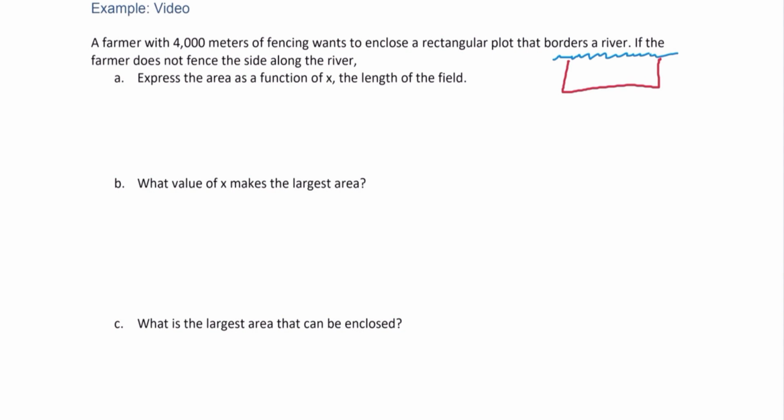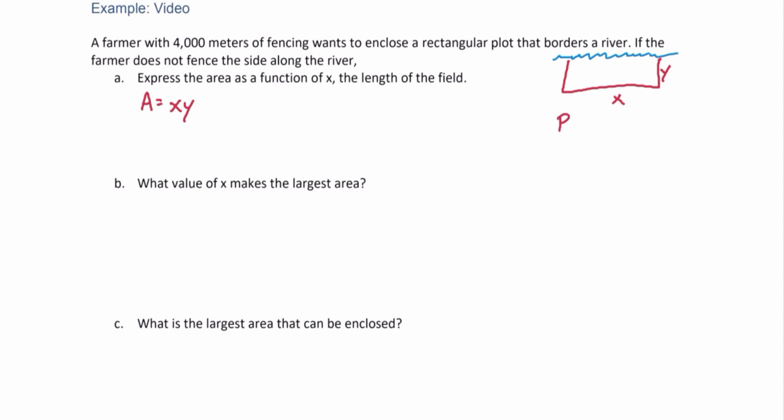We'll call the length of the field x, and the width we can label as y. Area of a rectangle is length times width, or x times y in our case. We want to replace the y with another equation so the area will be written in terms of x. We need to create that other equation.